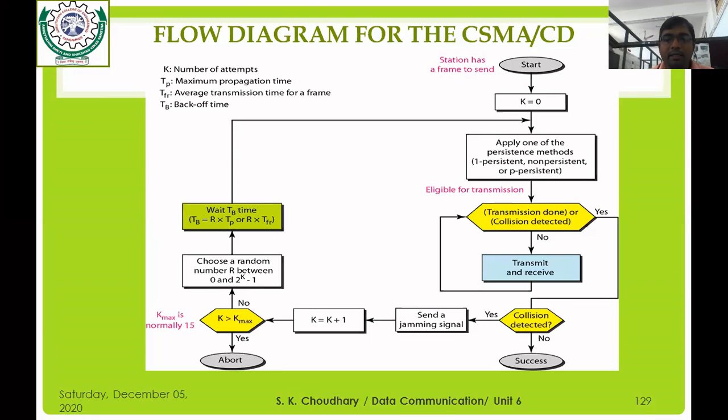And if the collision is detected, then first of all it would send the jamming signal to abort the transmission and go for the next attempt, until it reaches the maximum attempts, that is Kmax. If after reaching the maximum attempts the transmission is not successful, it would abort the transmission. But if the K value is between 0 and 2 raised to the power k minus 1, it would resend the transmission after a wait time TB, that is the backoff time.